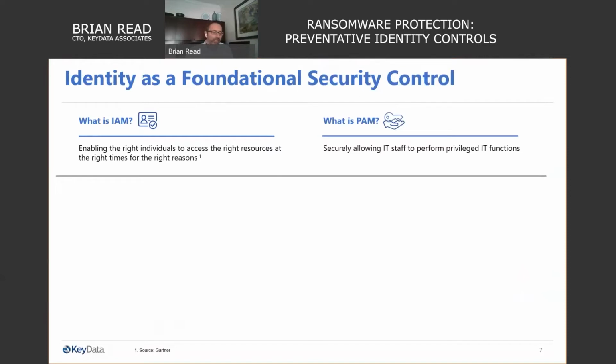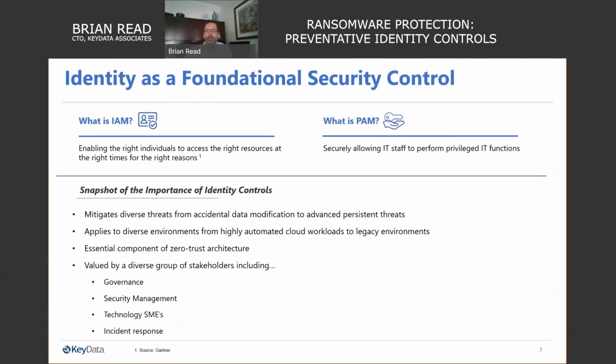So why is identity a fundamental control in preventing ransomware? Well, I guess I would back up a step and say, in my humble opinion, identity is one of the most foundational controls within your organization. So having good identity controls is important in a lot of different areas. Just to summarize, identity manages a diverse group of threats, everything from accidental data modification, like really low-tech threats, right up to advanced persistent threats.